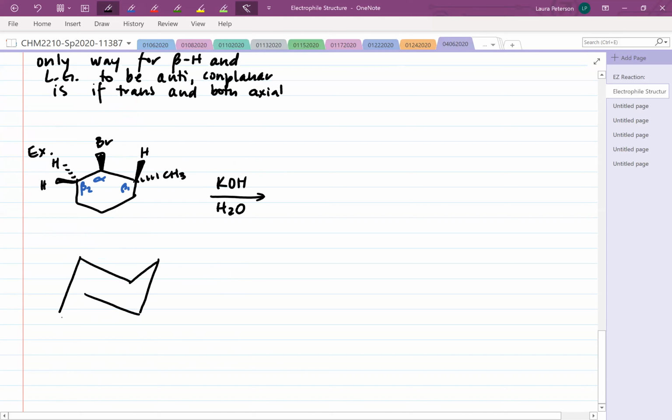Okay, so remember that my leaving group has to be in the axial position. Yikes, okay. Maybe by the end of the semester, I will remember to turn that off when I use it.